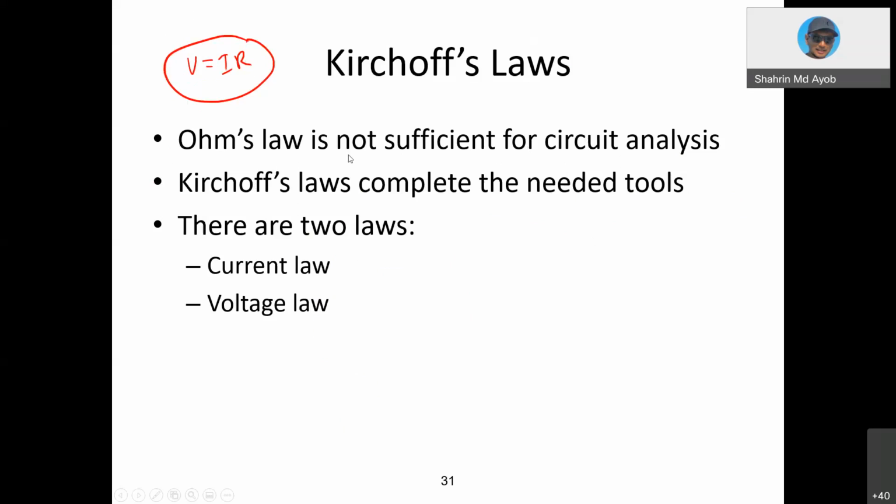It's not sufficient. So what we need to do is apply another method to analyze or solve the circuit analysis. So we will use the Kirchhoff law. For this Kirchhoff law, we have two categories: the current law and the voltage law.